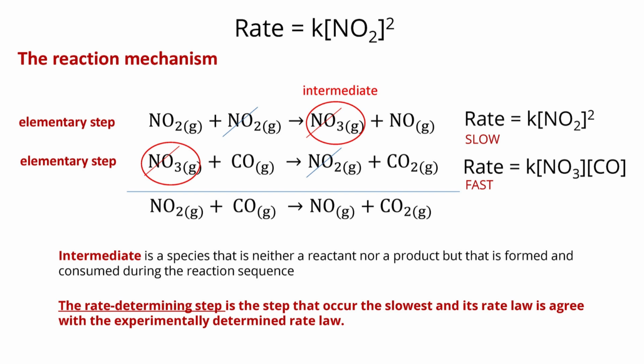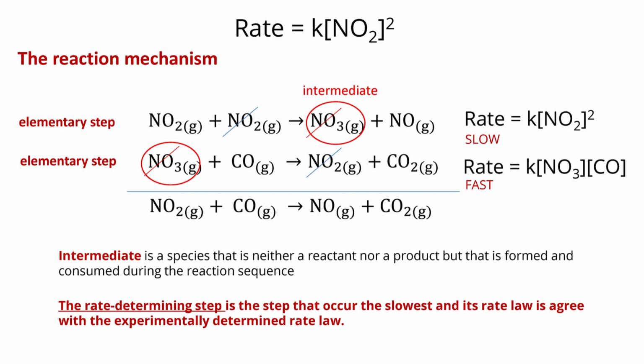And what was the experimental rate law? Also, rate equals k[NO2]^2. They match. Bingo. That match strongly supports this two-step mechanism as being plausible. It explains why the rate depends on NO2 squared and not on CO. Very cool. It unpacks what's really going on.